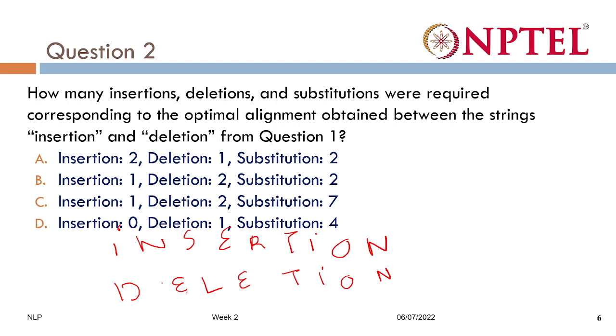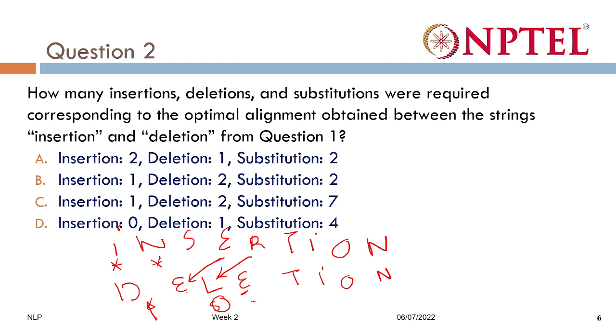So let us say, yes, please say. So can we do like this? I delete this I, delete this N. Okay. And then I insert this D. This E I will keep as is. For this R to L, I will perform what? One substitution.